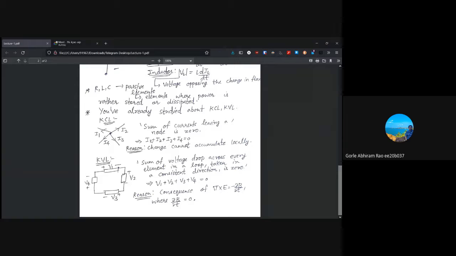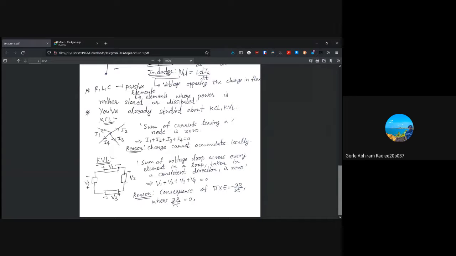The basic reason why this law holds true is that charges cannot accumulate locally at a particular point. So the sum of currents leaving a particular node is 0. Kirchhoff's voltage law can be stated in many ways, but one way is to say that the sum of voltages across every element in a loop, taken in a consistent direction, clockwise or anti-clockwise, is going to be 0.